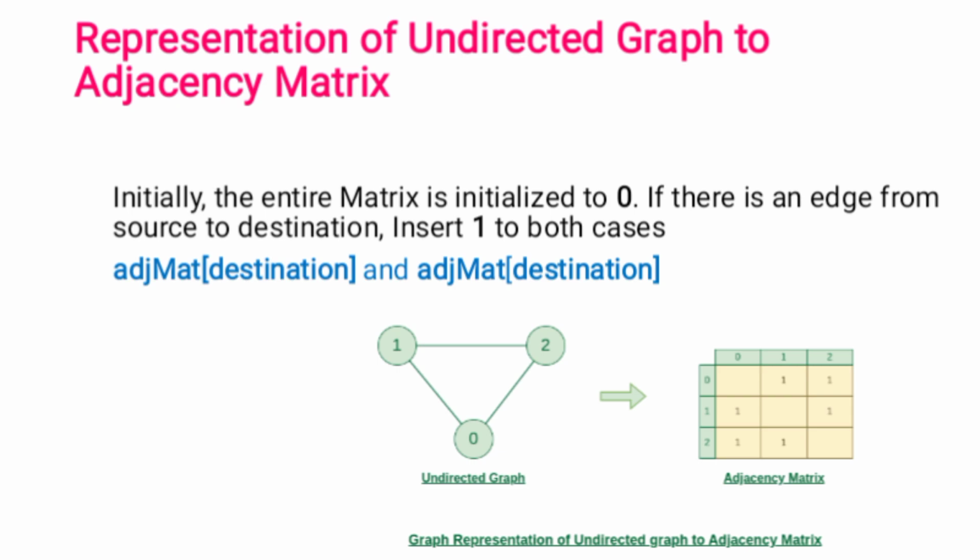Representation of undirected graph to adjacency matrix. Here, the figure shows an undirected graph. Initially, the entire matrix is initialized to 0. If there is an edge from source to destination, insert 1 to both cases. That is adjacency matrix of source destination and adjacency matrix of destination source.